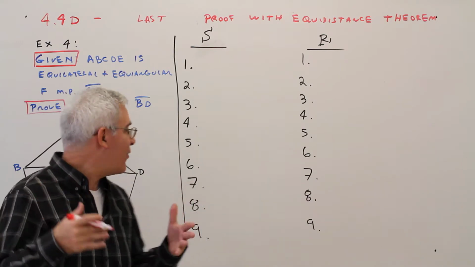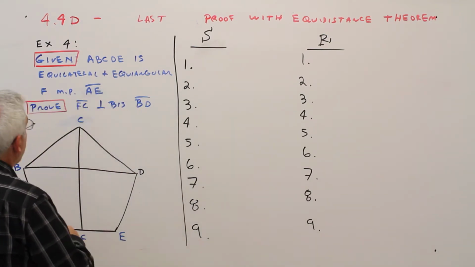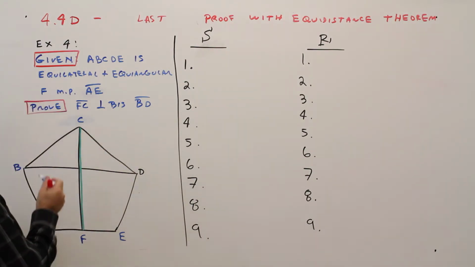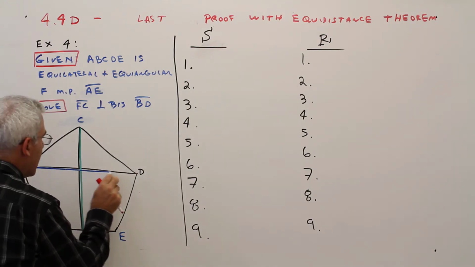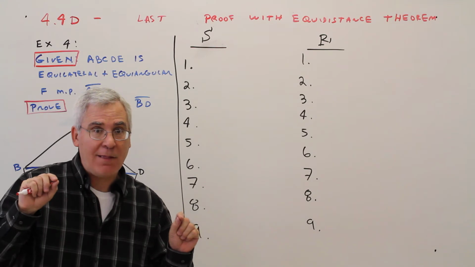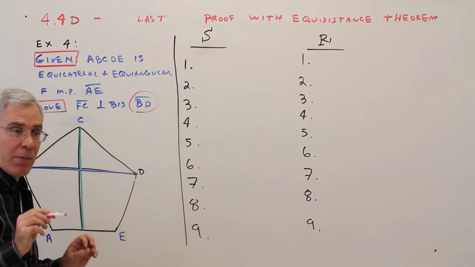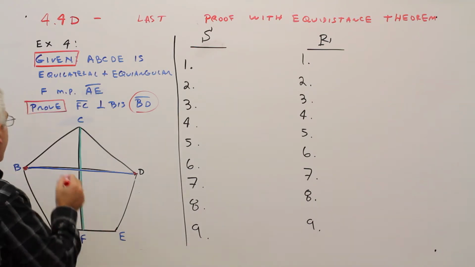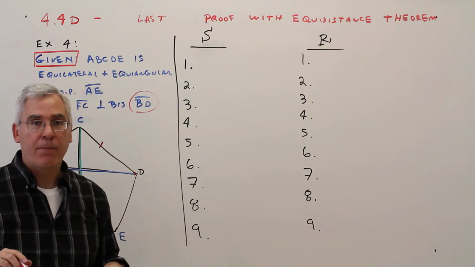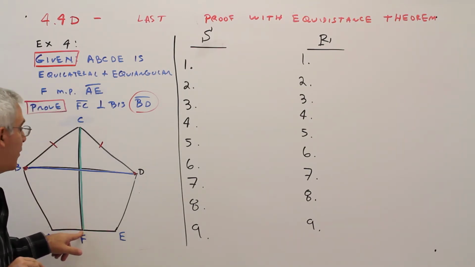Just in case you're getting confused with who's bisecting who, I'm going to highlight those in different colors just to help your brain out. So prove that FC is the perpendicular bisector of BD. That means I want to get some equidistant lengths to the endpoints of what I'm bisecting. Right away, point C is equidistant to those two endpoints because we're equilateral. So now the whole proof hinges on getting point F to be equidistant to those.